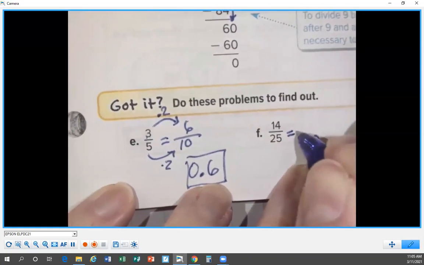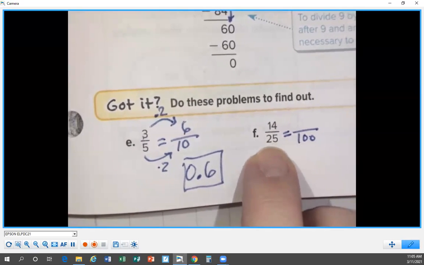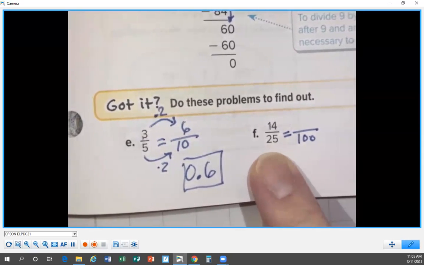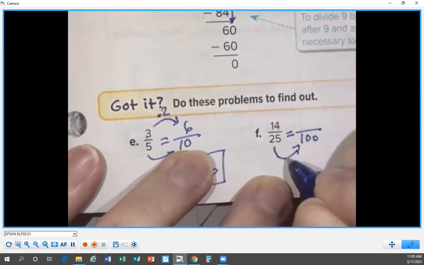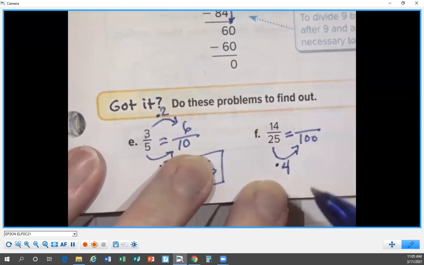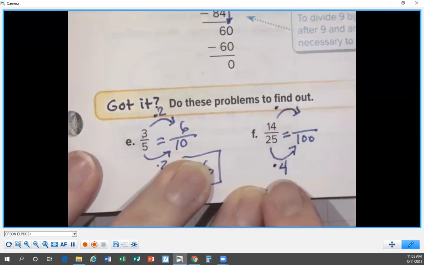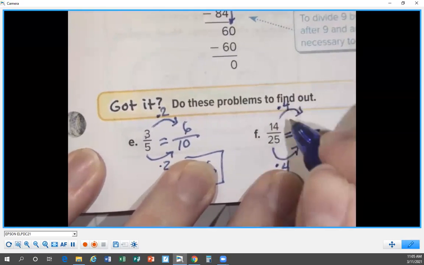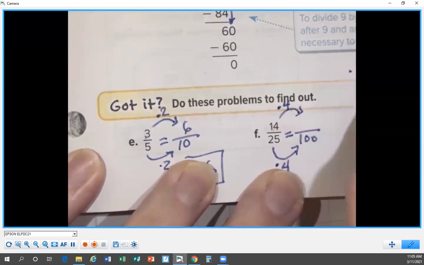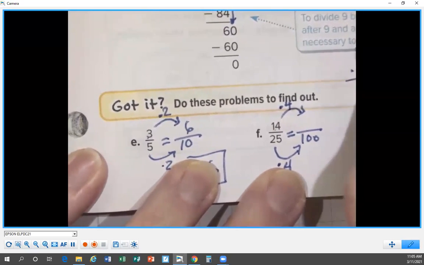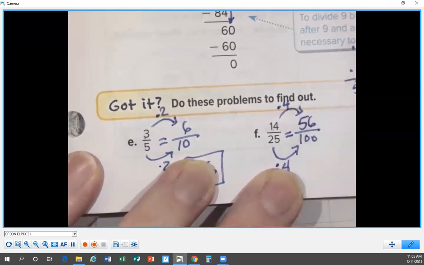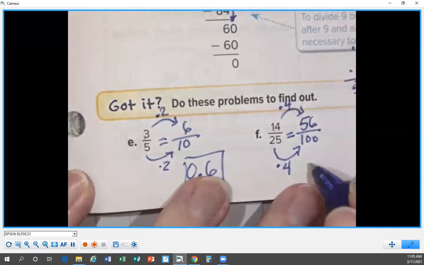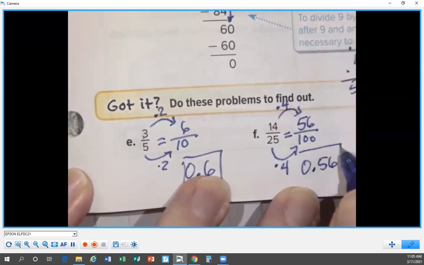All right, 14/25. Okay, can I scale this up? I can't scale it down to 10 because there's nothing I can multiply 10 by to get to 25. So I try to scale it up to 100. Yes, 25 times 4 gives me 100. So whatever I do to the denominator, I have to do to the numerator. So I do 14 times 4. 4 times 4 is 16. Write the 6, carry the 1. 4 times 1 is 4 plus 1 is 5. So 56 hundredths, and then I can write that as a decimal, 56 hundredths.